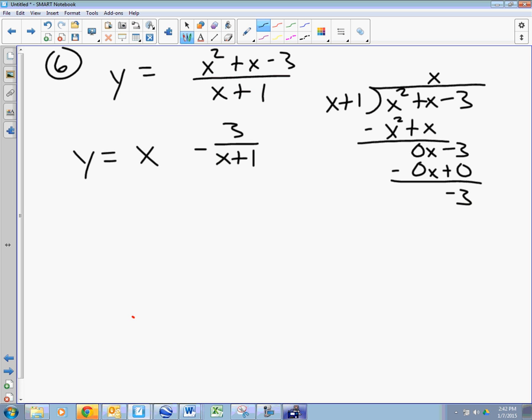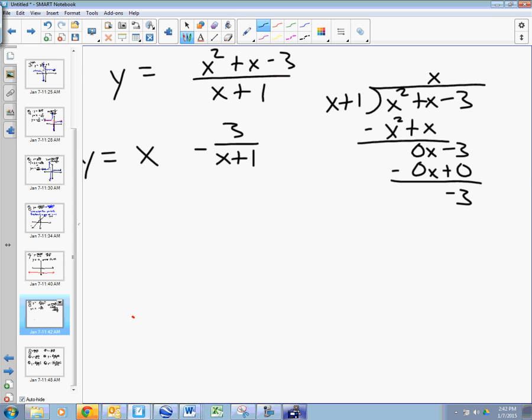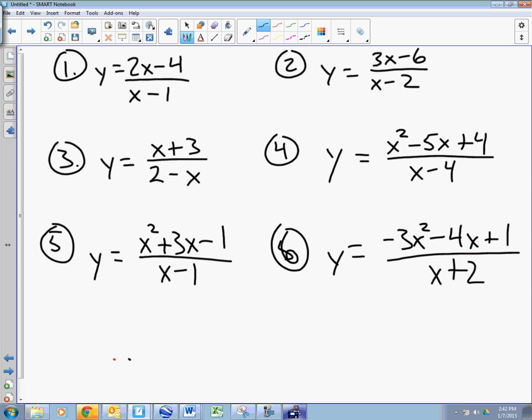Okay? Really quick, it wants to look like x, but it blows up at what value? It blows up at -1. And since it didn't divide evenly, it's not going to have a gap. It's going to have an asymptote. I'll show you. Okay, really quick, you can snap a picture, and then we'll finish that problem.